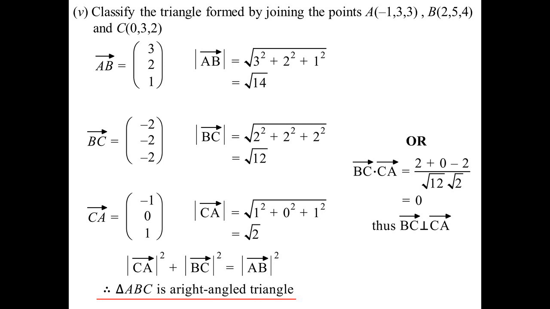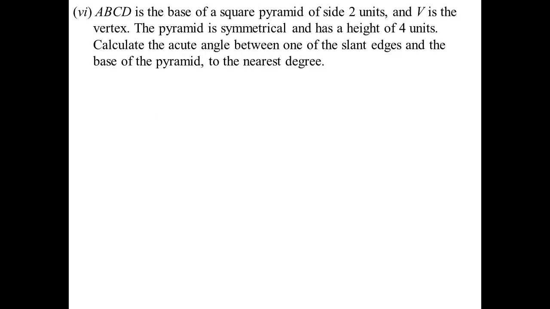In reality, if I hadn't found the sides, I would find each of those dot products until I hit on one to be 0. Okay, now I'm going to do a three-dimensional problem. You may recall last year we did some 3D trig, but instead of using those ideas, we're going to use vectors to solve our problem. So we've got a square pyramid. Bases are 2, V is a vertex. The pyramid is symmetrical. That basically means the vertex is sitting immediately above the center of the square base.